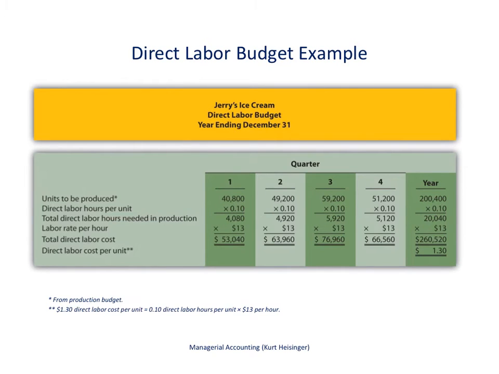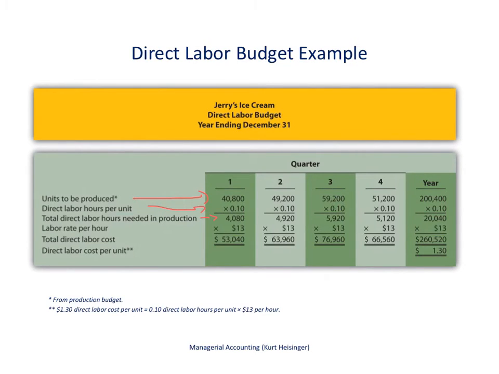Here's an example of the direct labor budget for the same company that we've been talking about with all of the operating budgets. And what we're looking at here is actually quite a bit simpler than the direct materials purchases budget because we don't inventory direct labor. We start here with the units to be produced. That comes from our production budget, separate video, and you'll see those numbers. We multiply it by the standard number of direct labor hours per unit, and that's 0.1. And that gives us the direct labor hours that we need in production.